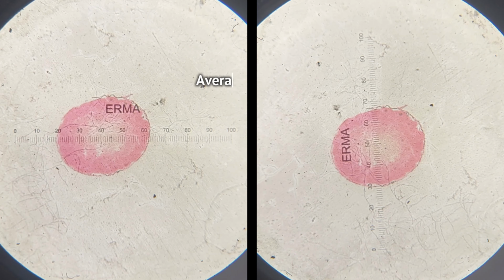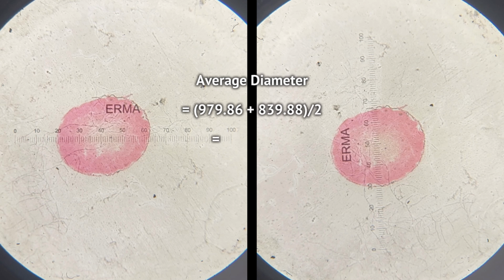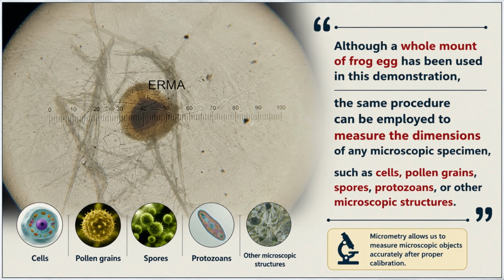The average diameter of the frog egg is then calculated by taking the mean of the horizontal and vertical diameters. The average diameter is found to be approximately 910 micrometers, or 0.91 millimeters. Although a whole mount of frog egg has been used in this demonstration, the same procedure can be employed to measure the dimensions of any microscopic specimen, such as cells, pollen grains, spores, protozoans, or other microscopic structures.